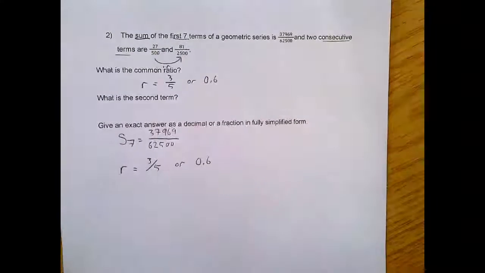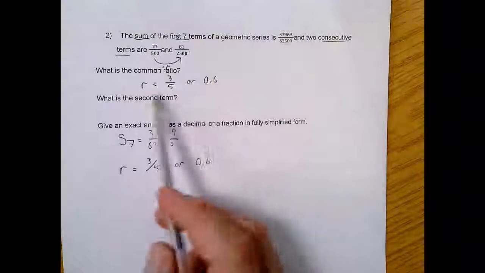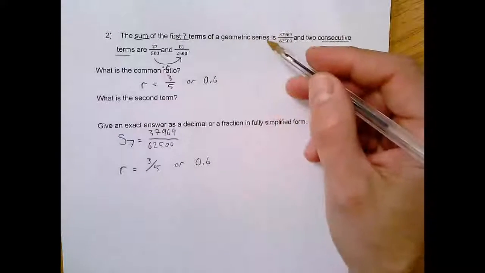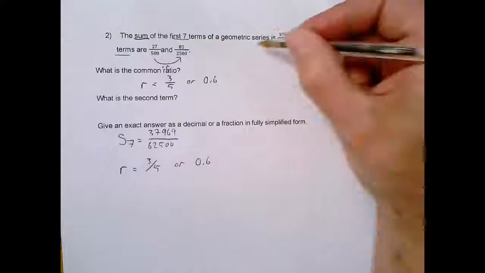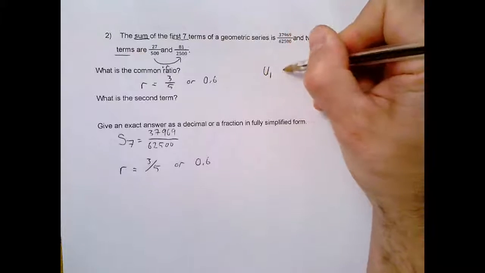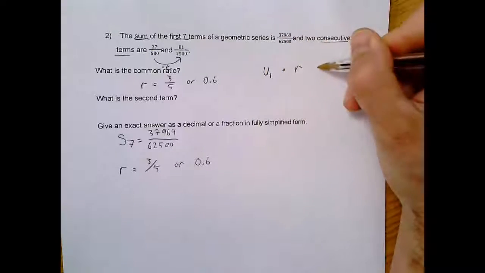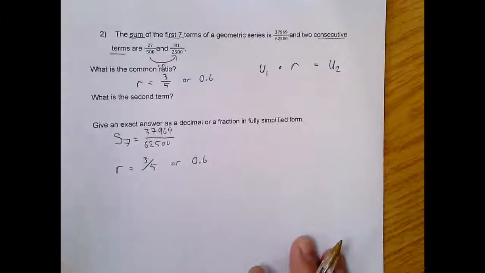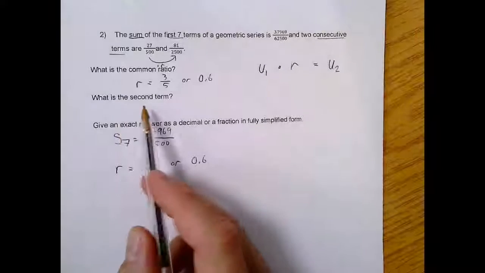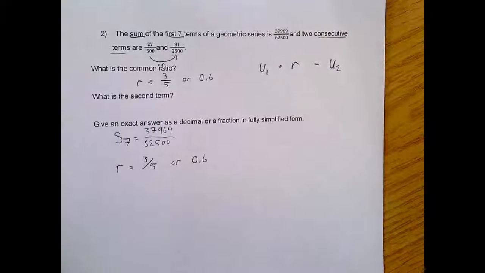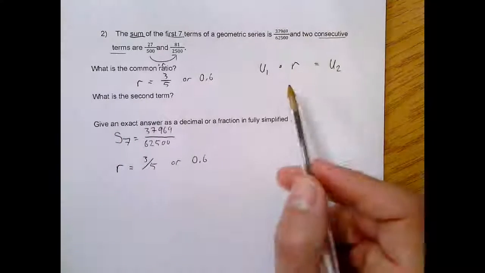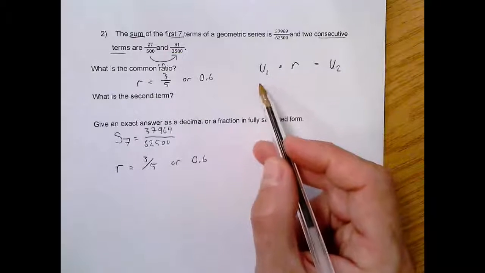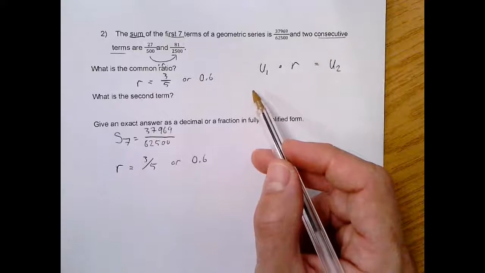There's only 2 questions. Then it asks, what is the second term? So let's think logically about what a geometric sequence is. If we have u sub 1 and we multiply it by r, then we would get to u sub 2. That's how geometric sequences work. So if we want to find the second term, one strategy we could pursue is to go find u sub 1. If we find u sub 1, we're in business.